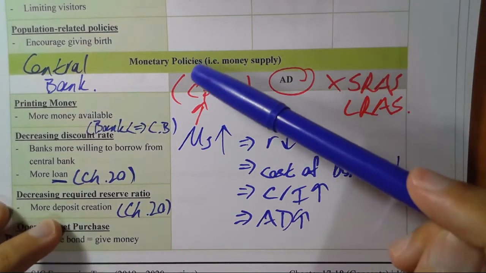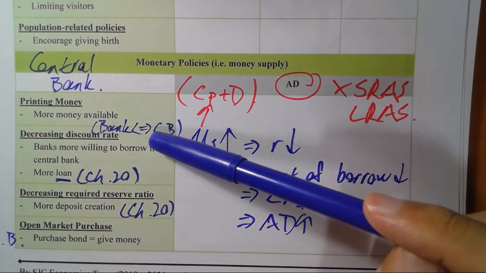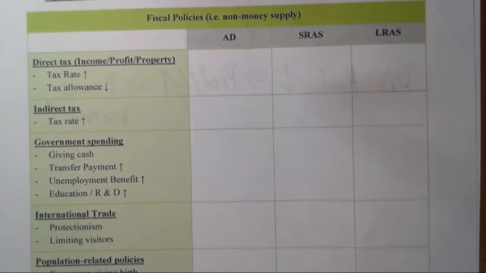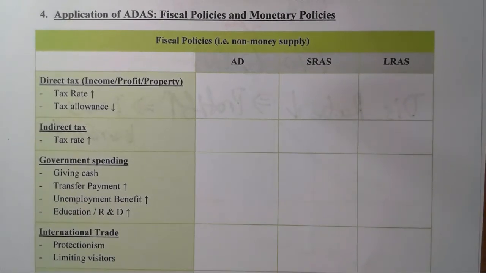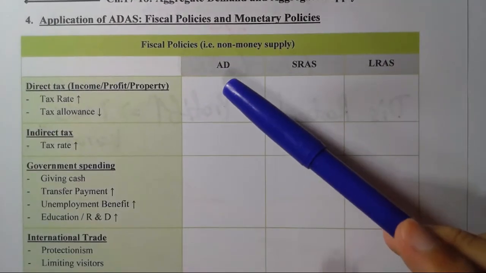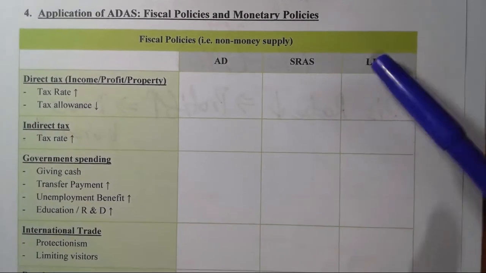Now, let's talk about that more in chapter 22, not now. Okay, 好嘛？嗱，monetary policy 啦。好，我哋去 fiscal policy. Now, let's move on to fiscal policy. Fiscal policy compared to monetary policy is much more complicated, because this time some policies would actually affect both AD, SRAS, and LRAS.